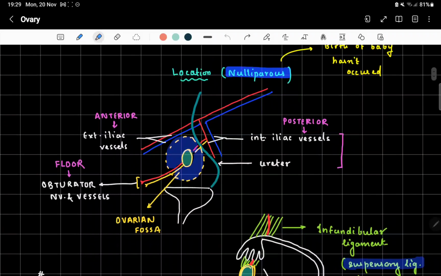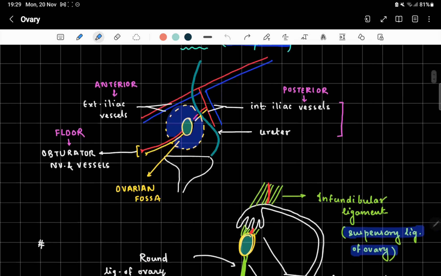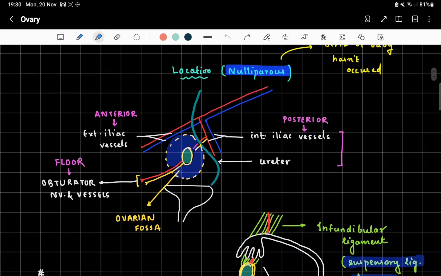What are the relations? In the anterior relation, you have the external iliac vessels. In the posterior relation, you have the internal iliac vessels and the ureter, which is present posteriorly to the ovary. The floor is formed by the obturator nerve and vessels. We talked about this in the lower limb; I showed that the obturator nerve lies just beneath the ovary, forming the floor of the ovary. Understood? So we saw the anterior relations, posterior relations, and the floor.